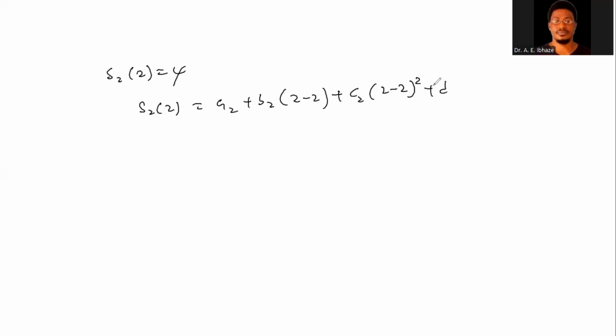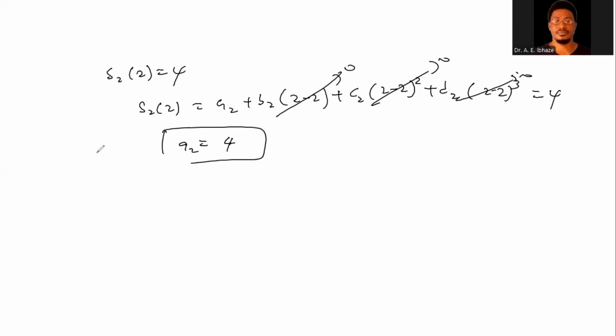So for S2 of 2 in 4, we have S2 of 2 to be the same as A2 plus B2 into bracket 2 minus 2, plus C2 into bracket 2 minus 2 squared, plus D2 into bracket 2 minus 2 cubed. So this will be the same as 4, so that 2 minus 2 is 0, 2 minus 2 is 0, 2 minus 2 is 0. So A2 is the same as 4.